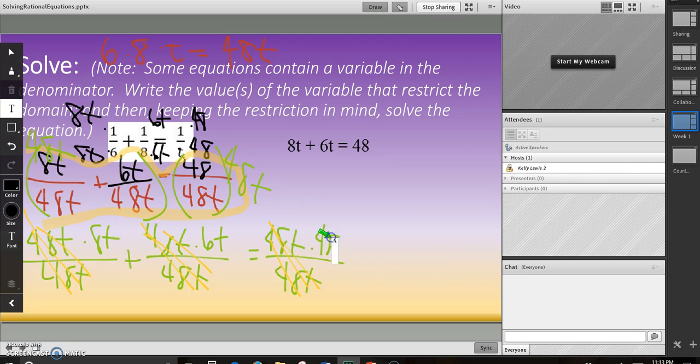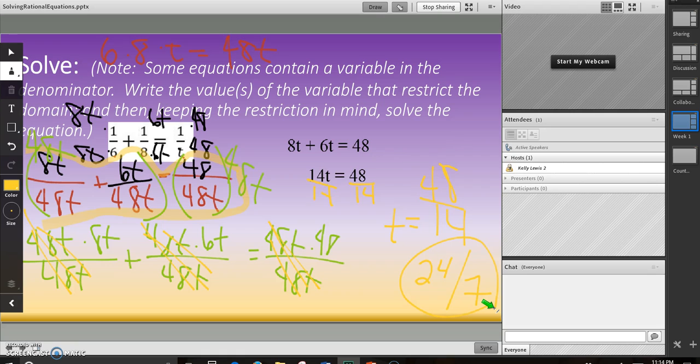8t plus 6t equals 48. 8t plus 6t is 14t. And so I'm going to divide by 14. So I get t equals 48 over 14. So I can divide by 2. 48 divided by 2 is 24. 14 divided by 2 is 7. So I get t equals 24 over 7.